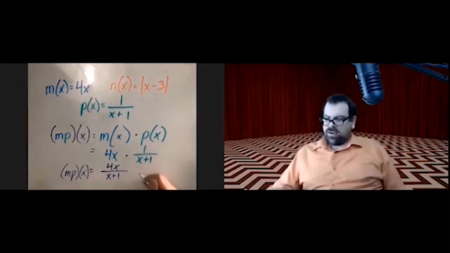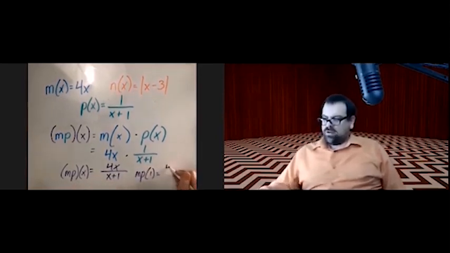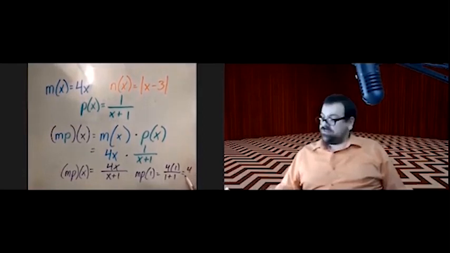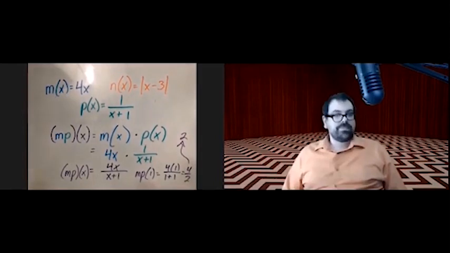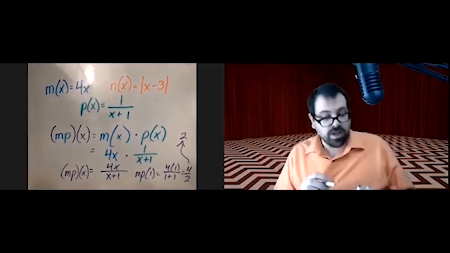And by the way, MP of 1 would be 4 times 1 over 1 plus 1, which is 4 over 2, which is 2. Just like we got when we did it the long way.